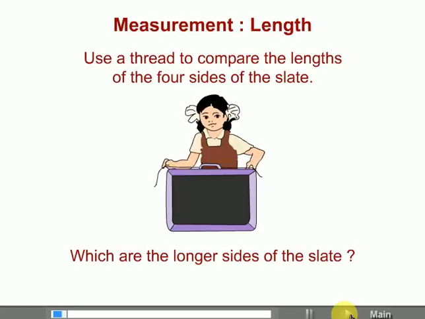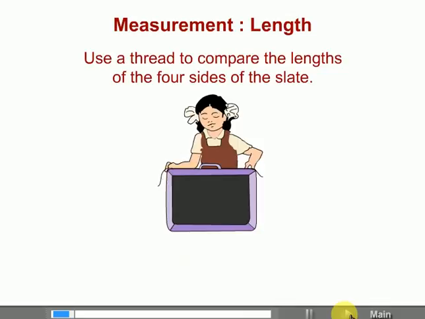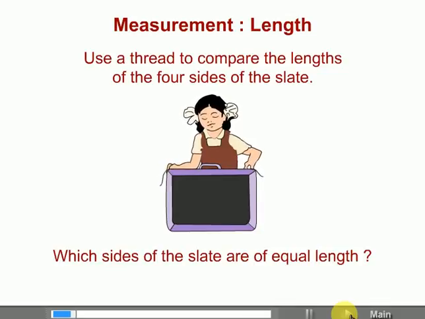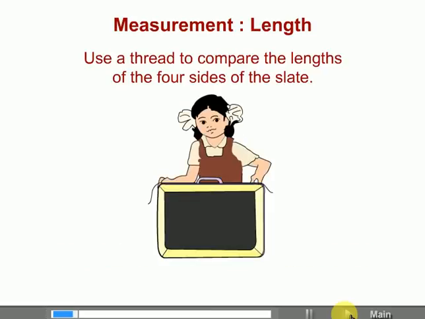In the picture, you can see that the horizontal sides are the longer sides of the slate and the vertical sides are the shorter sides of the slate. Which sides of the slate are of equal length? You can see that one horizontal side of the slate is equal to the second horizontal side of the slate. Therefore, two opposite sides are equal.